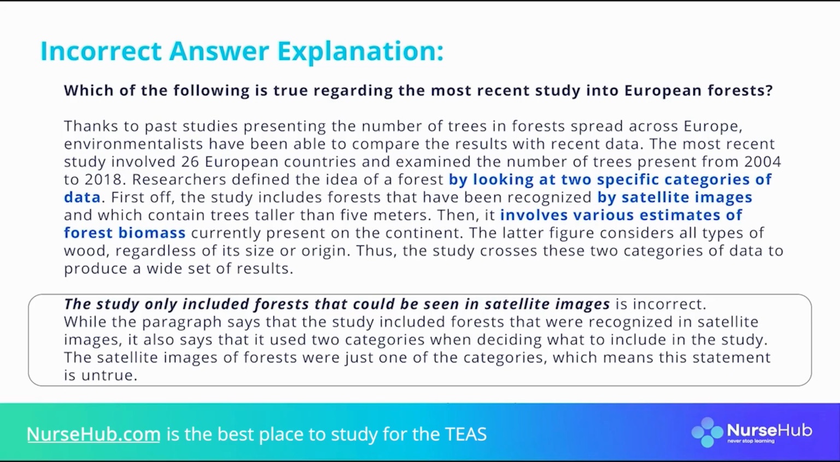Here's our next incorrect answer option. The study only included forests that could be seen in satellite images. So the paragraph does say that the study included forests that were recognized in satellite images, but it also says that it used two categories when deciding what to include. The satellite images of forests were just one of these categories, which means that the statement is untrue. You can see this evidence highlighted on your screen now.